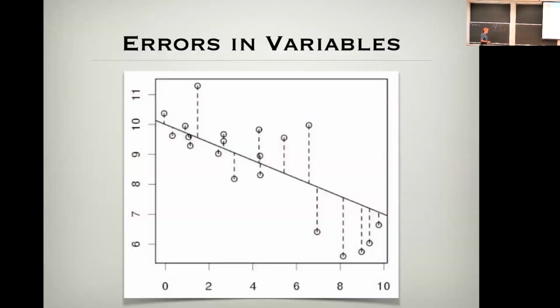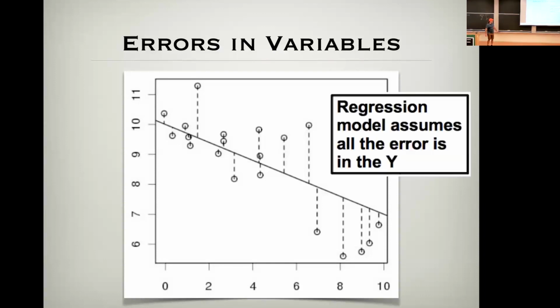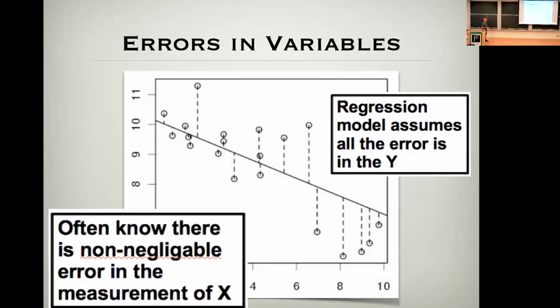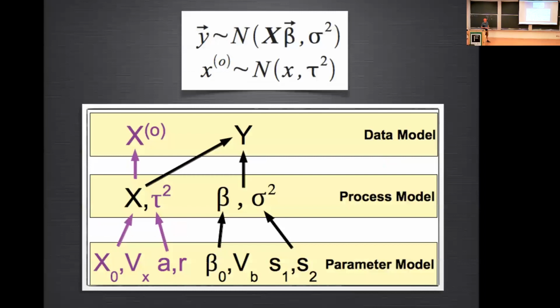So the first one I wanted to talk about is this idea of errors in variables. Our classic regression model is trying to minimize the residual error in this direction, the difference between some observation and some line. So regression models assume that all the error is in the y. But there's often non-negligible error in the measurement of any variable, so that's going to include any of our x's. So the idea of an errors in variables model is to put a process model on the x's as well. And that process model might start with something very simple. The top line there is just our regression model. Our y's are normally distributed around some regression line, some covariates x and some betas and some sigma.